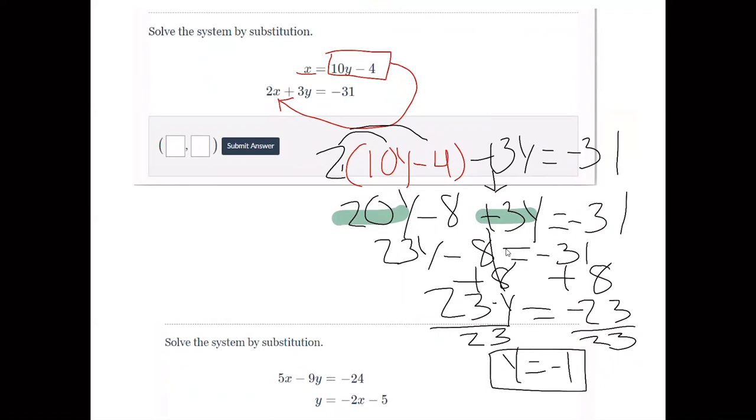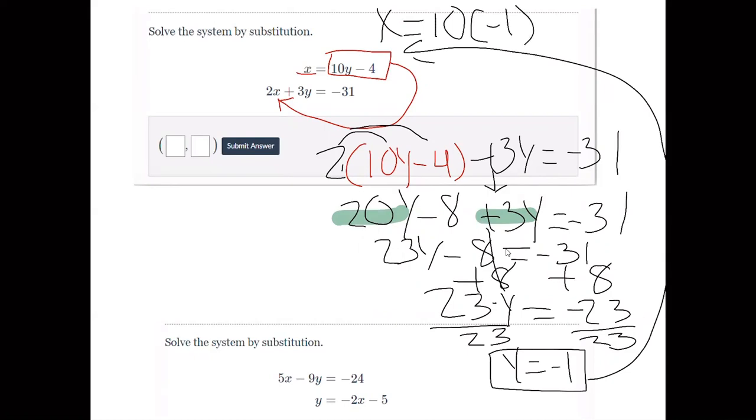To get our x, we're going to plug it back into that original isolated equation. So x would equal 10y, but instead of the y, we're going to plug in the negative 1, since we know what the y is now, minus 4. If you put this in your calculator, 10 times negative 1 minus 4, you should get that x is negative 14. Just like in all the other sections, your x goes first, so negative 14. Your y goes second, so negative 1. Let's look at another one.